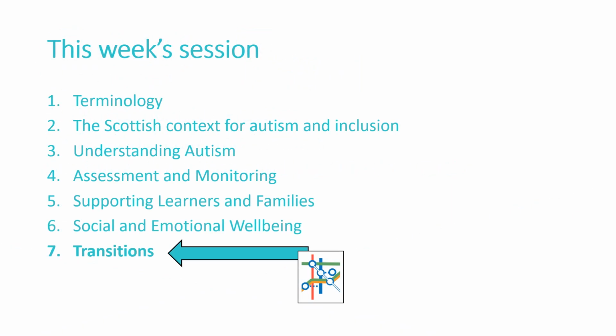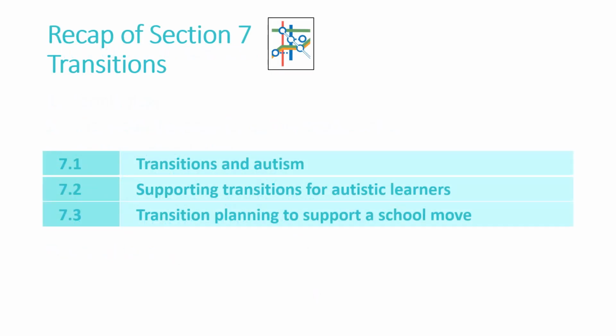Before moving on to this session, it is expected that all preceding sessions will have been completed. The topic covered in this 7th and final section is transitions. As with all preceding sessions, the group leader should provide a brief reminder of the content before moving on to the discussion activities. This section provides information on transitions and autism, and how to support transitions for autistic learners, and transition planning to support a school move.